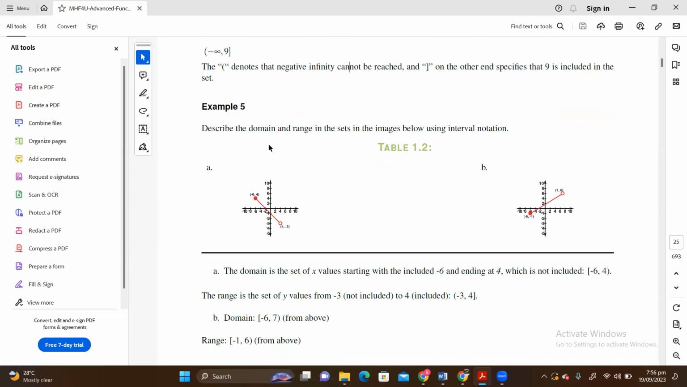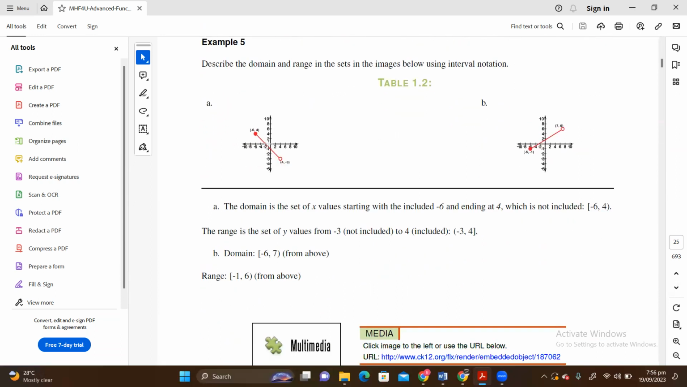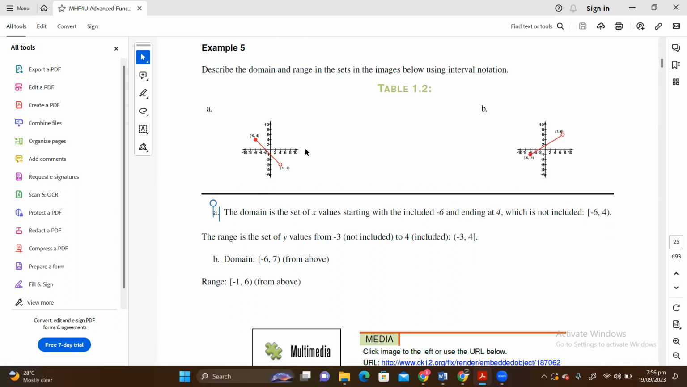Describe the domain and range of the sets in the images below using interval notation. Domain is the x values. So here the x value starts from -6 and goes to -4. If this circle is colored, it is included, and if it is not colored, it is not included. So -6 is included, and 4 is not included. That is the domain.